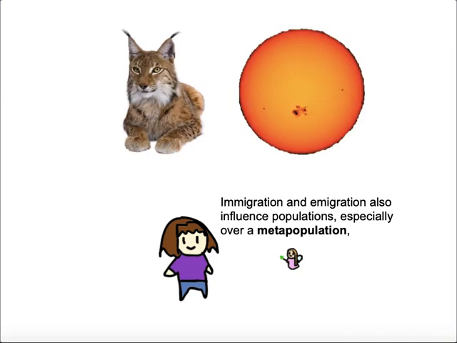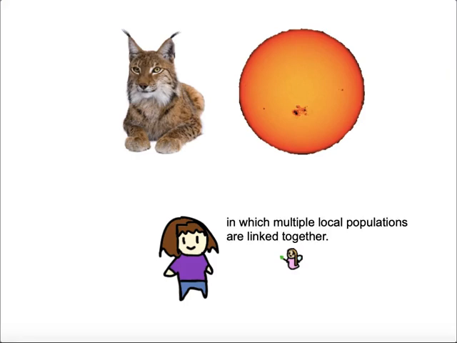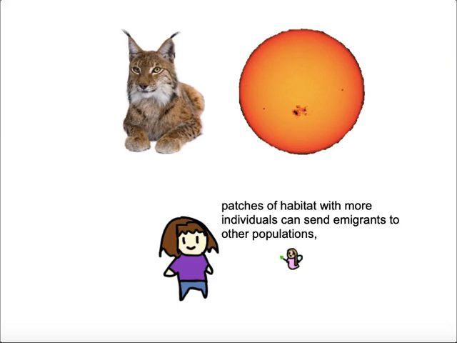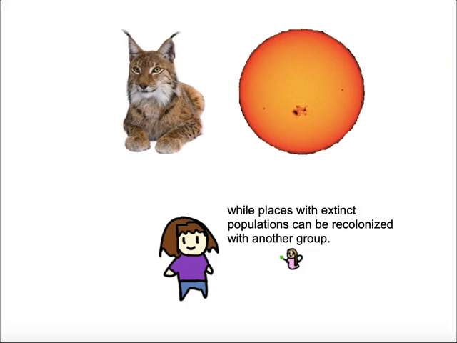Immigration and emigration also influence populations, especially over a metapopulation, in which multiple local populations are linked together. In a metapopulation, patches of habitat with more individuals can send immigrants to other populations, while places with extinct populations can be recolonized with another group.